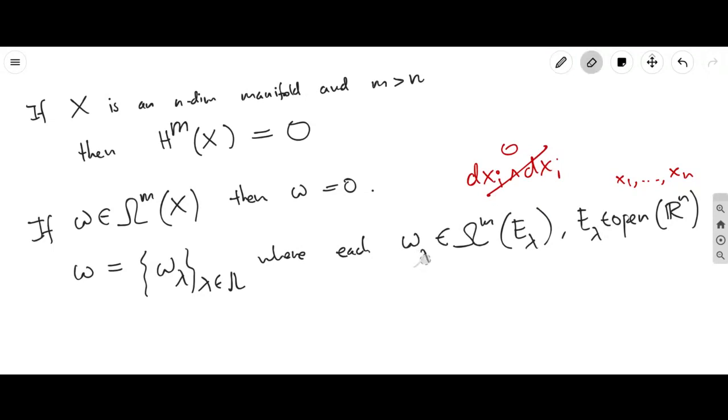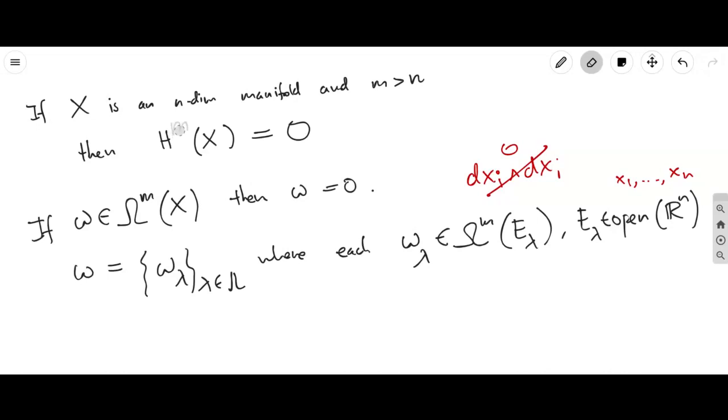So that means in each of the charts, these forms locally in each of the Euclidean charts are 0 form. They're just 0. So that means the form globally is just a 0 form. It means that omega is the 0 form in each Euclidean chart. So a complete triviality, that just follows immediately by definition. So it does not require any clever argument. So I think this is nice.